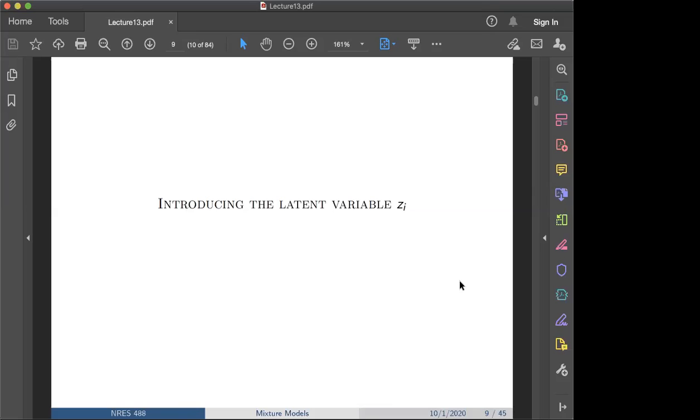So y is going to be our data, what we actually observe, just like we always have in this course. But now we're introducing this concept of a latent variable called z, which represents some unknown truth or some partially known truth. And this is going to describe our mixture models.